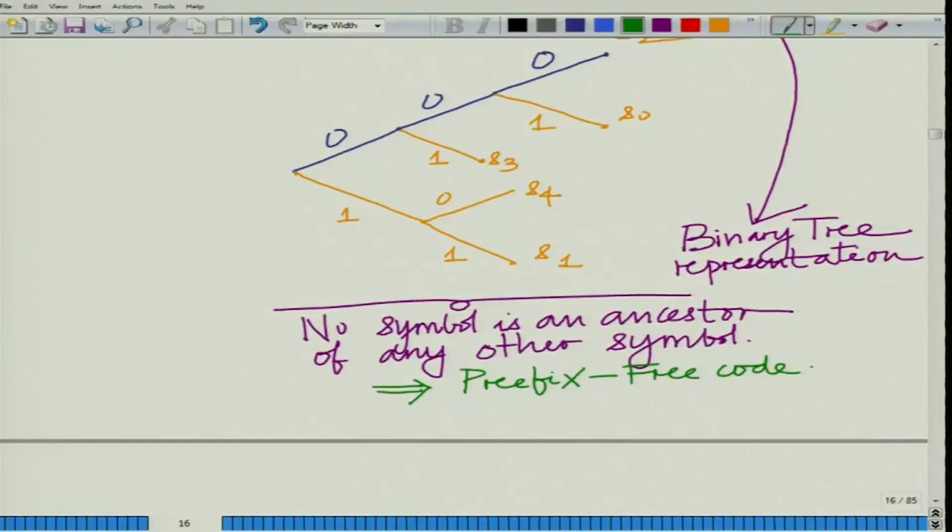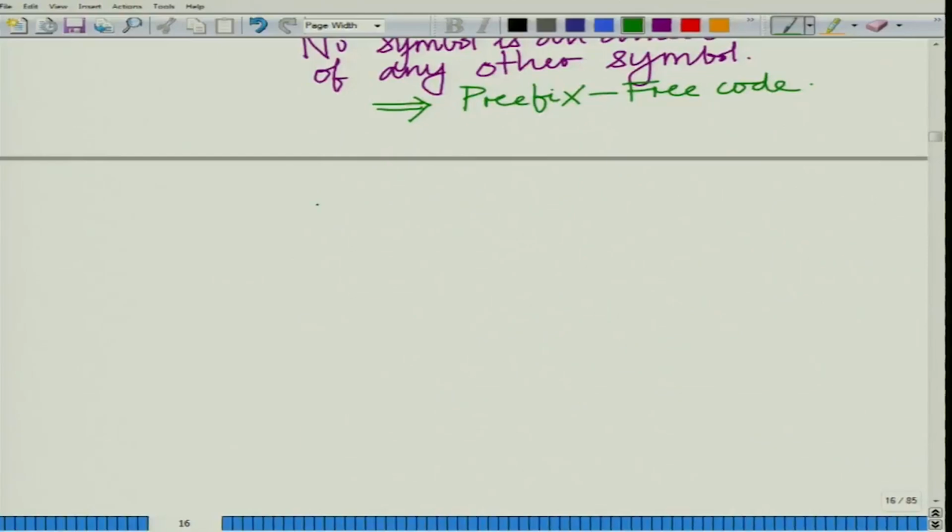And we would like to calculate now what is the average code length. To calculate the average code length, let us write this table. So we would like to calculate what is the average code length.